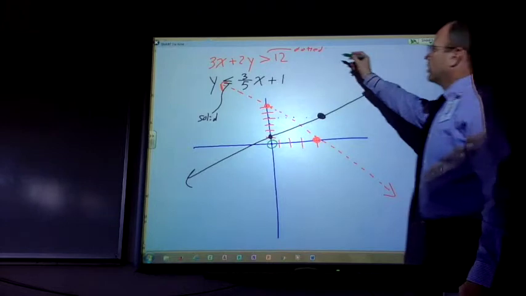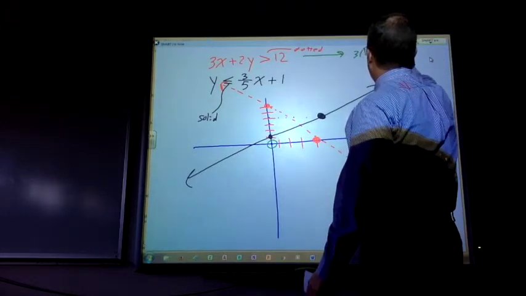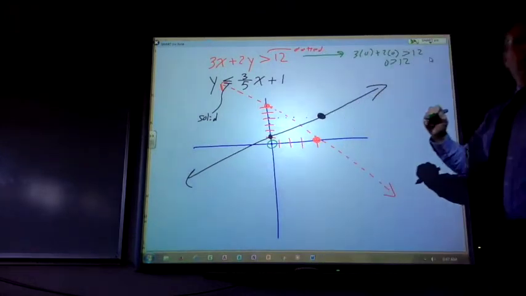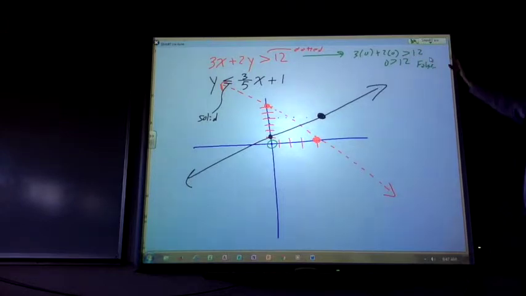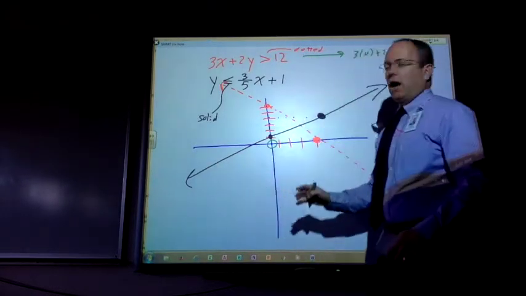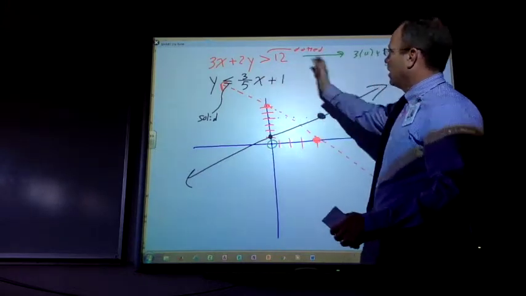So if I take 0, 0 and plug it into this top equation, I get 3 times 0 plus 2 times 0 is greater than 12. Is 0 greater than 12? No. There's no such thing as negative 0. 0 is a signless number. Okay, so that gives me false. So right now, that tells me that I am not going to shade this region down here. If I find another false, I might have to shade up here, but we don't know yet.